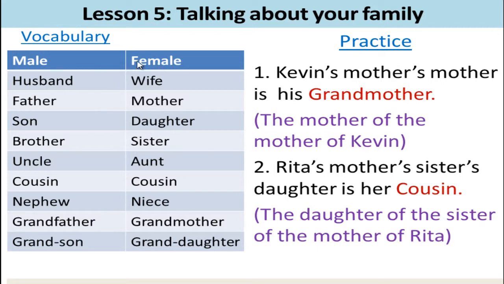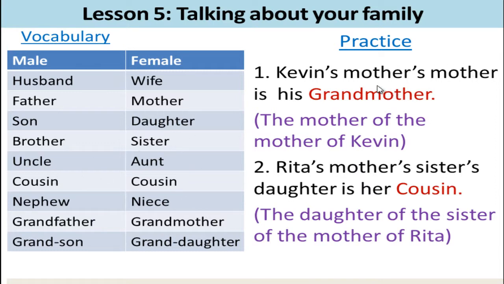Right. Now, why do we have these words? These words here are the short form, right? So husband, wife, father, mother, son, daughter, brother, sister, uncle, aunt, cousin, nephew, niece, grandfather, grandmother, grandson, and granddaughter. This is the short form. There is another way, at least two other ways you can say the same thing.